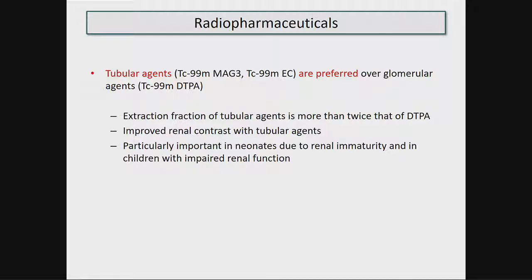As for the radiopharmaceuticals, there is complete agreement that tubular agents are preferred over glomerular agents, and this is because of their higher extraction fraction. It's more than twice, MAG3 is more than twice that of DTPA, which results in improved renal contrast achieved with tubular agents. And this difference between the agents is particularly important in neonates due to renal immaturity and also in children with impaired renal function.